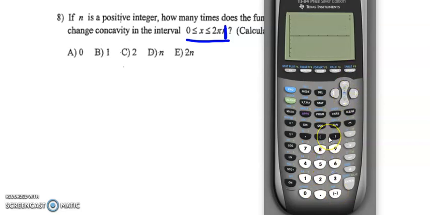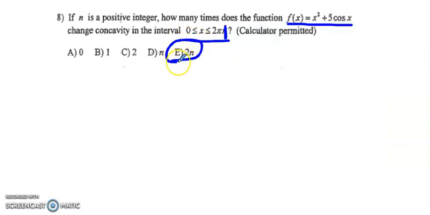I'm going to hit graph, and I'm literally just going to count the number of times that this graph crosses the x-axis. Takes it a while to graph because it is the second derivative, and I'll know when it's done when these little lines stop spinning. Coming back down, and it looks like the answer is twice on the interval from 0 to 2 pi. So again, I'm going to multiply that number by n, and my answer is 2n.